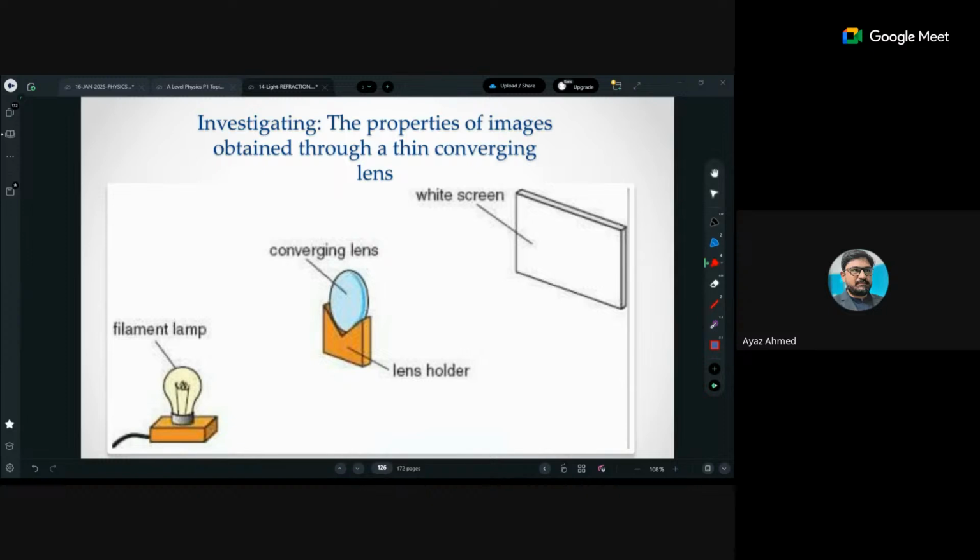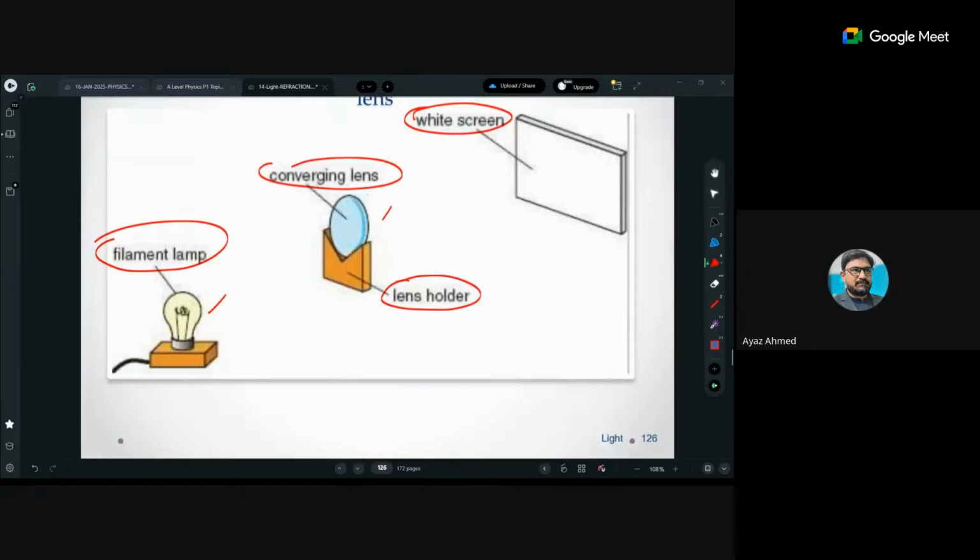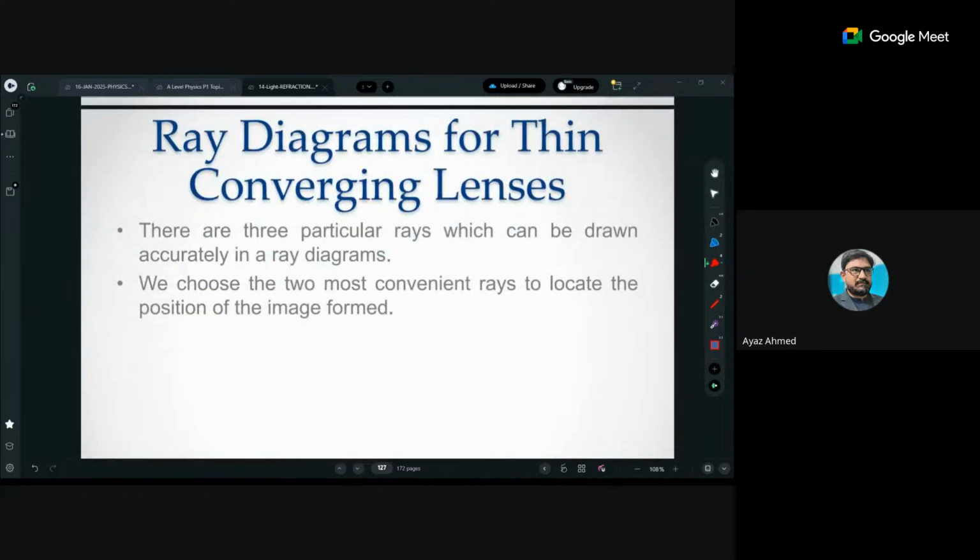This is just the operatives which is just shown to you. That is what the operators, I mean, lens holder, converging lens, filament lamp, and a screen where we are getting the image. So this is a source of light. This is the converging lens holder and lens itself, and this is a screen, right? So this is what we will have to draw, the ray diagram for a thin converging lens.